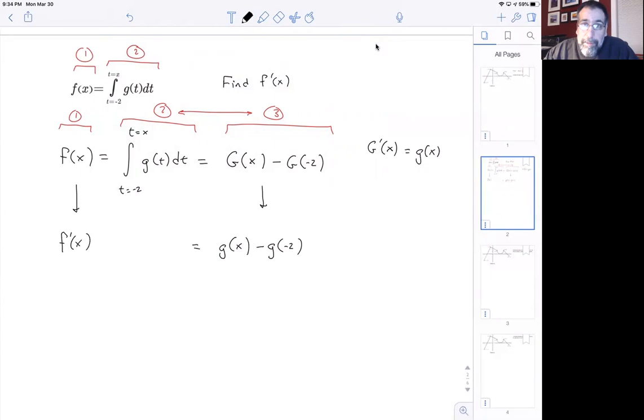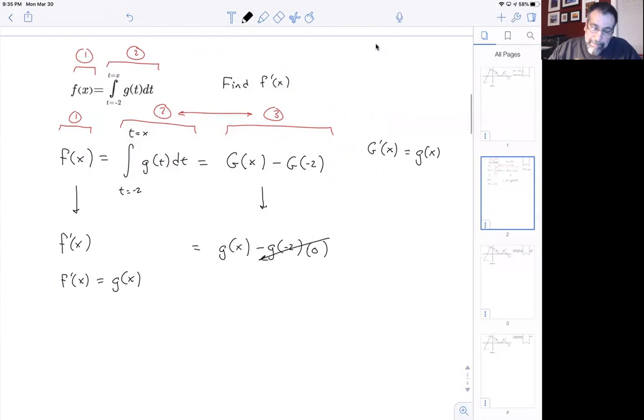But here's where it all comes together. When we do the chain rule, the third step is to take the derivative of that inside. In this case, that's the derivative of -2. So we're going to have to multiply all of this times 0, and we're going to see that disappear. So what we're going to find out is that f prime of x is equal to g of x.